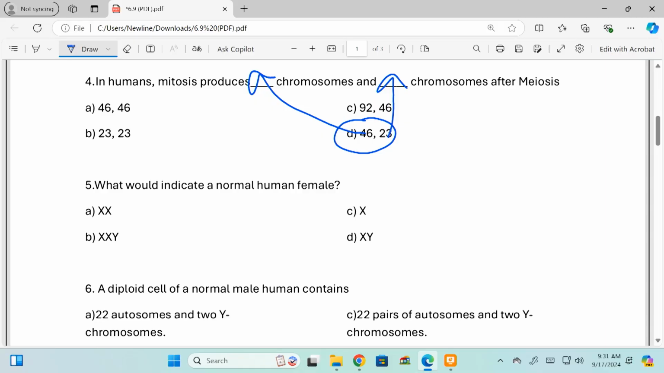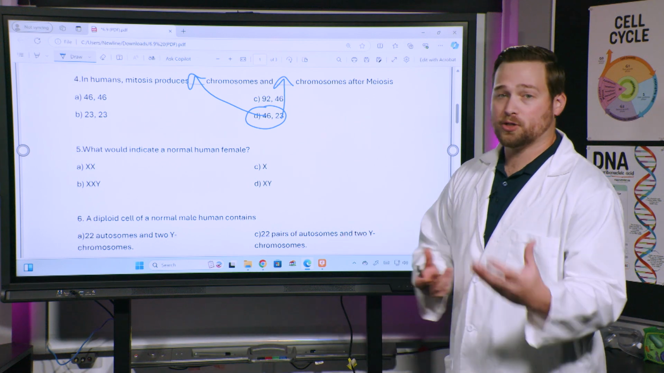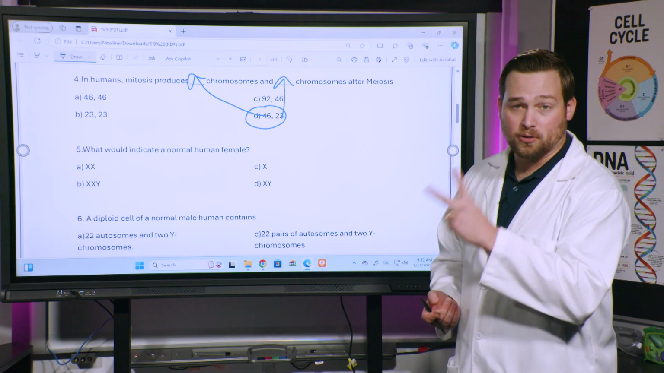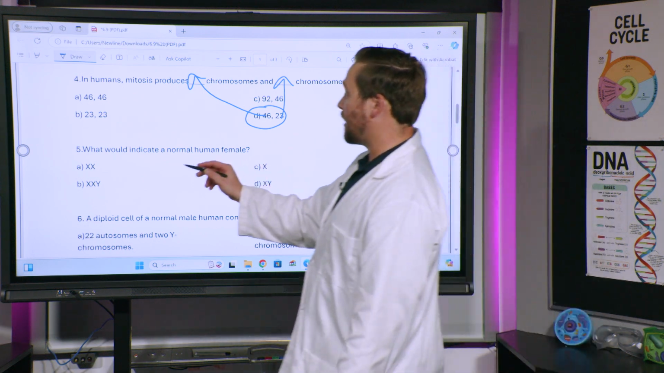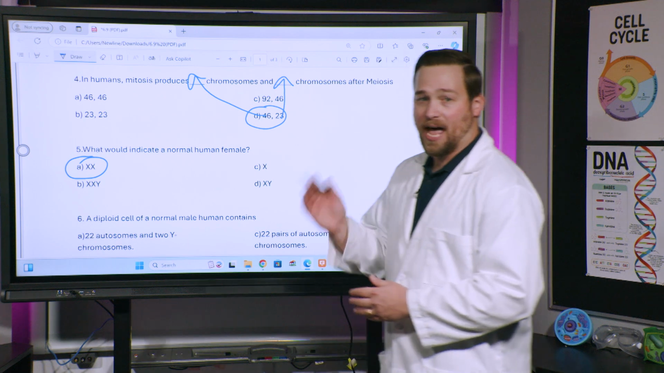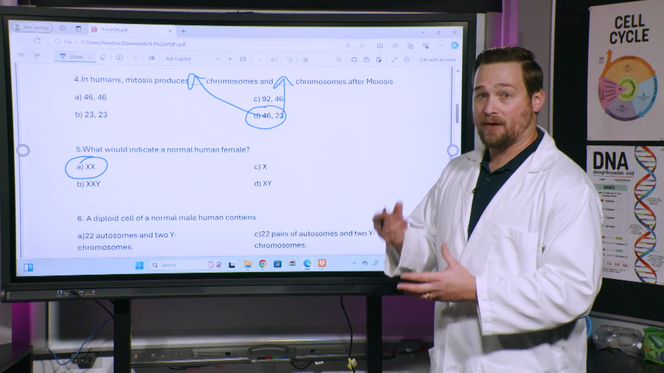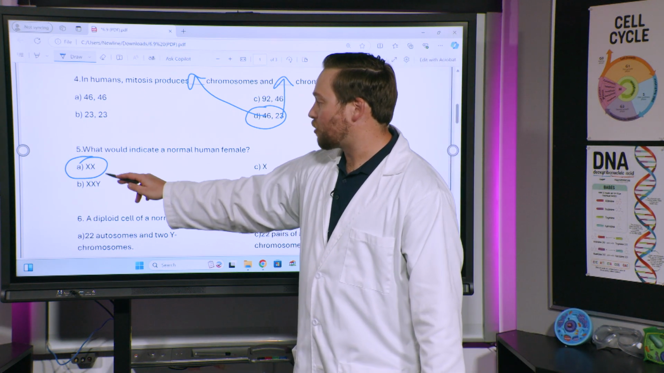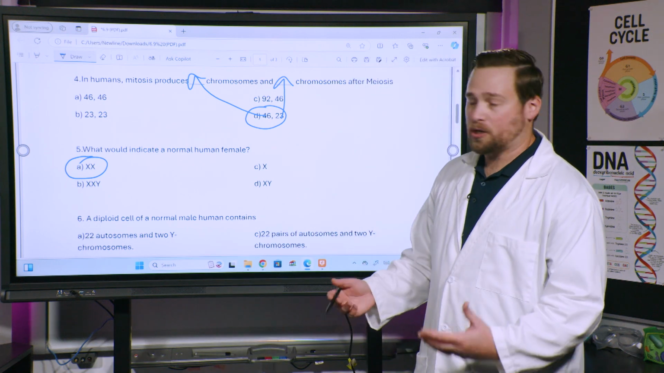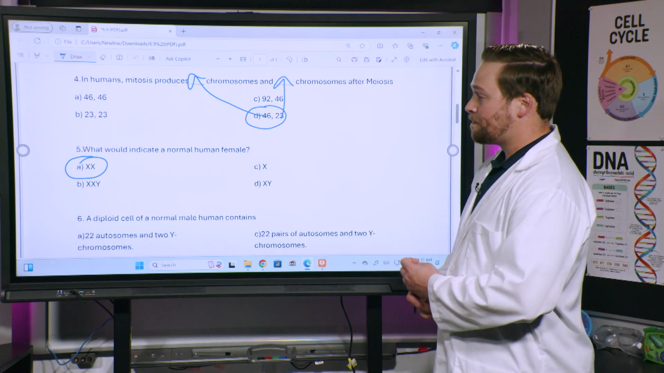5. What would indicate a normal human female? Okay, so think back to there's these things called sex chromosomes, and they determine what your sex is. Most people have 2 sex chromosomes, and what combination makes a woman? Well, remember that normal females have XX, okay? The little way I like to remember this is by saying if you have a Y, you're a guy. So this would be male, this one would be male with a chromosomal abnormality, and C would also be female with a chromosomal abnormality, but a normal human female is XX. Okay, let's keep it going.